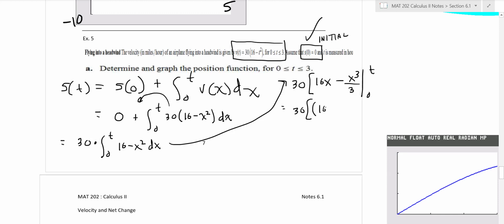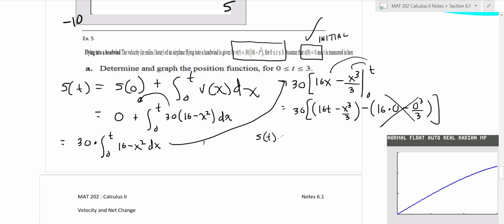The first thing we'd have is 16 times t, just plugging in the t now, minus t to the third over 3. Then plug in the 0, and you can bypass this because you know what's going to happen. You like it when you have a 0 in your limit of integration. So we end up evaluating that way. That goes to 0, so S of t is 30 times 16t minus x to the third over 3. And you don't have to worry about the plus c because we already figured that out in that formula.